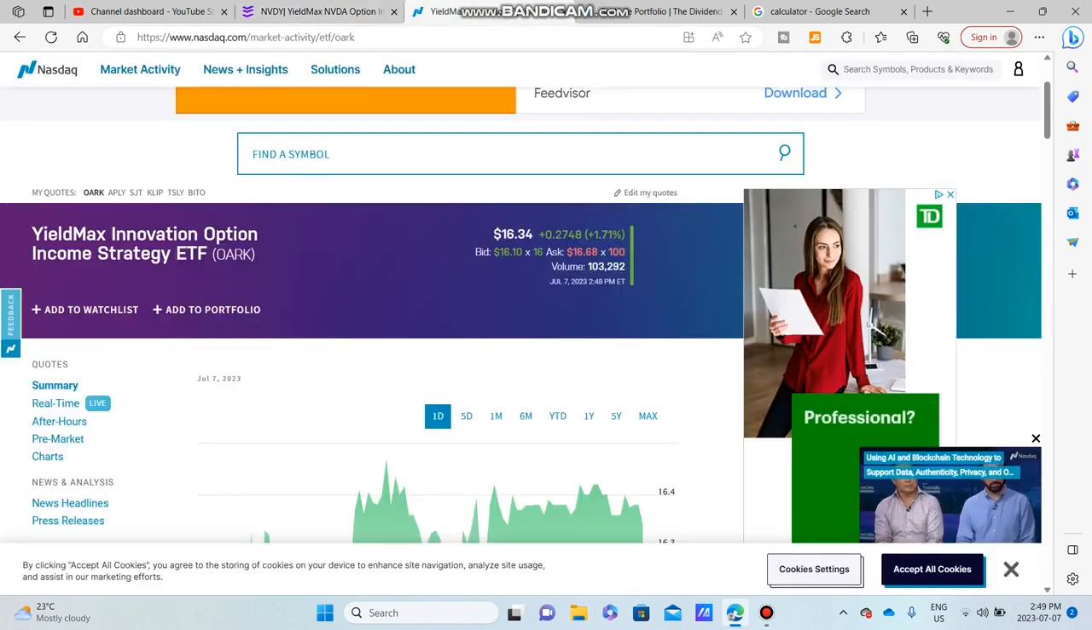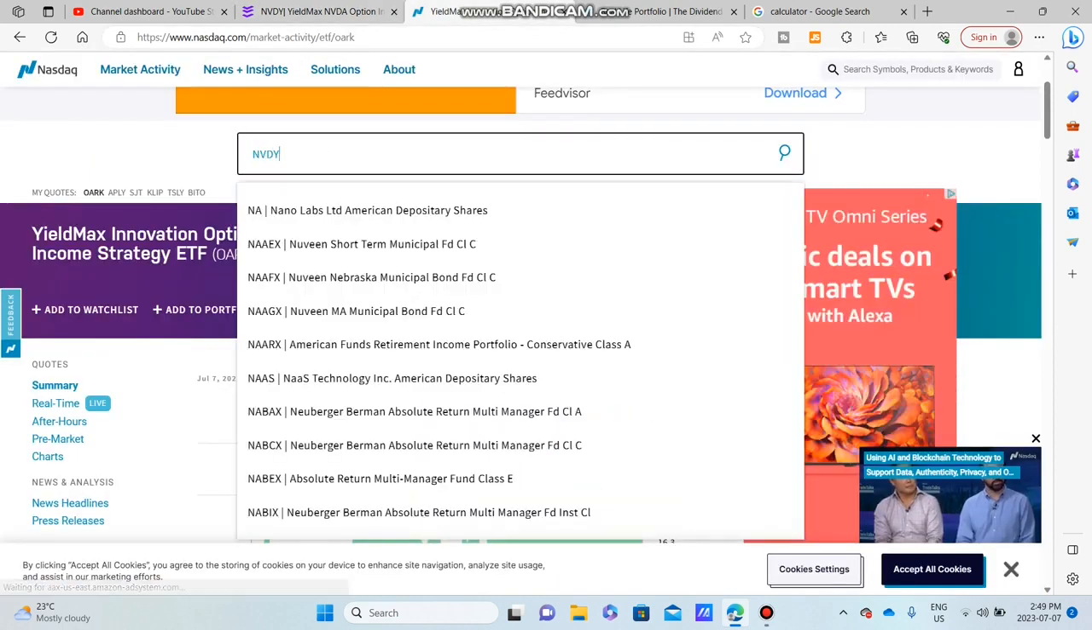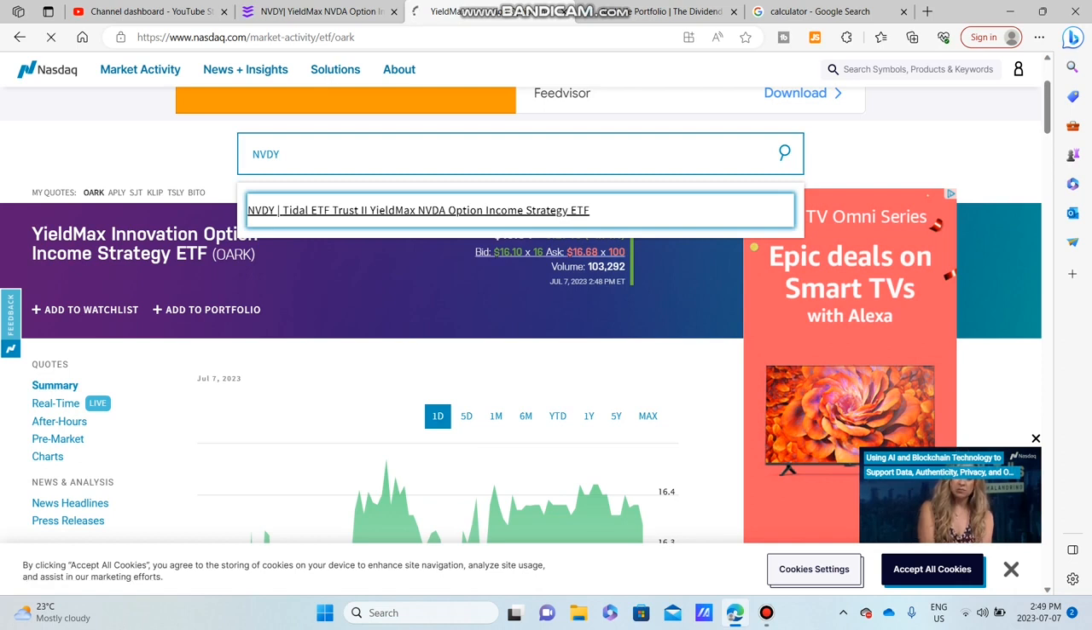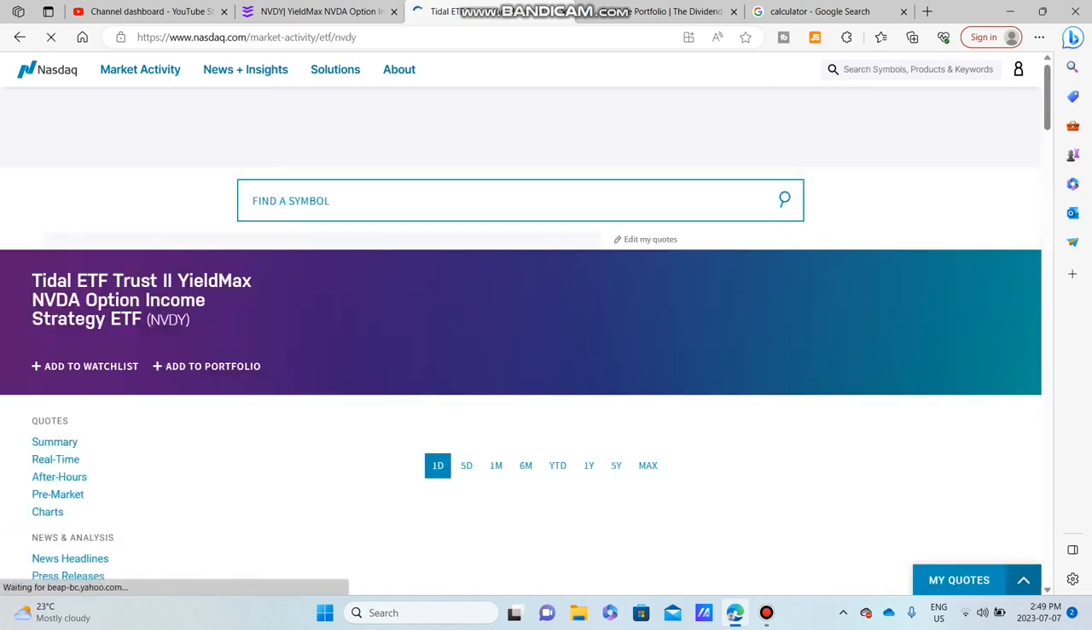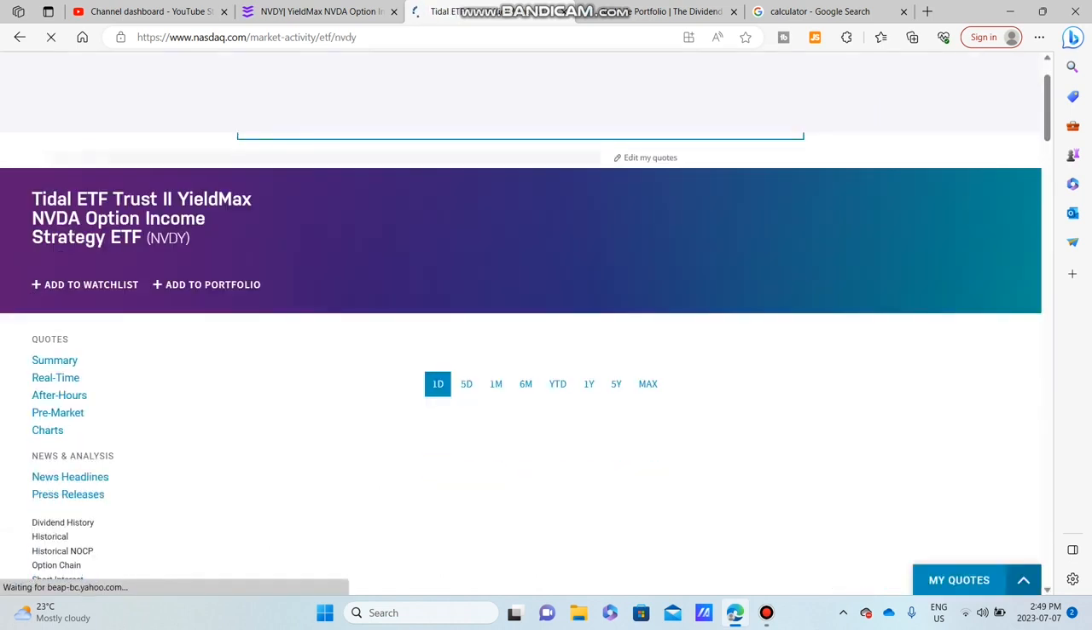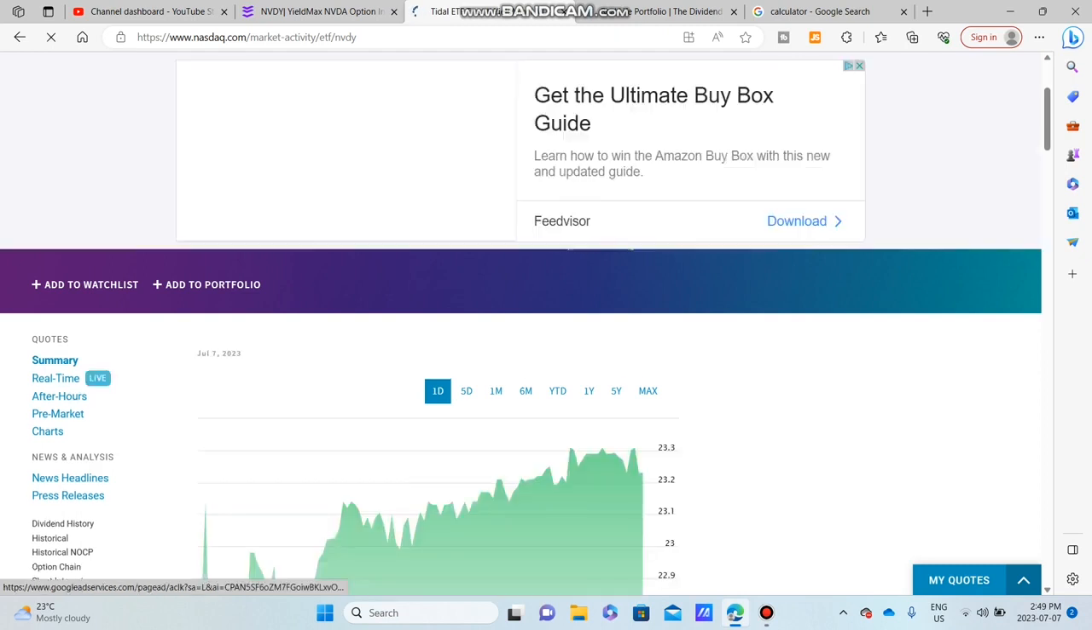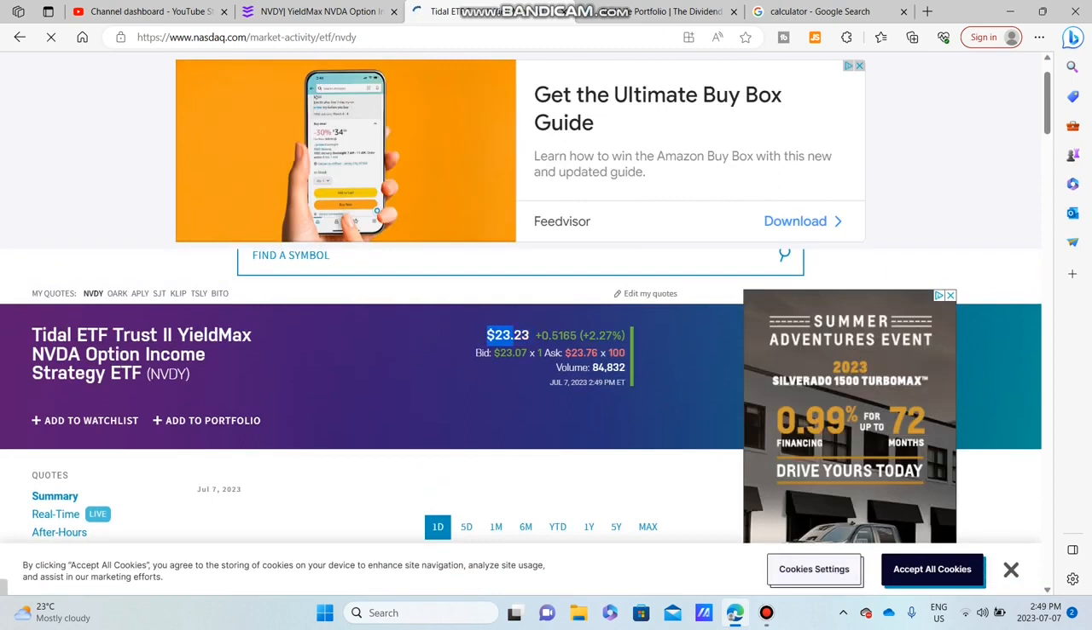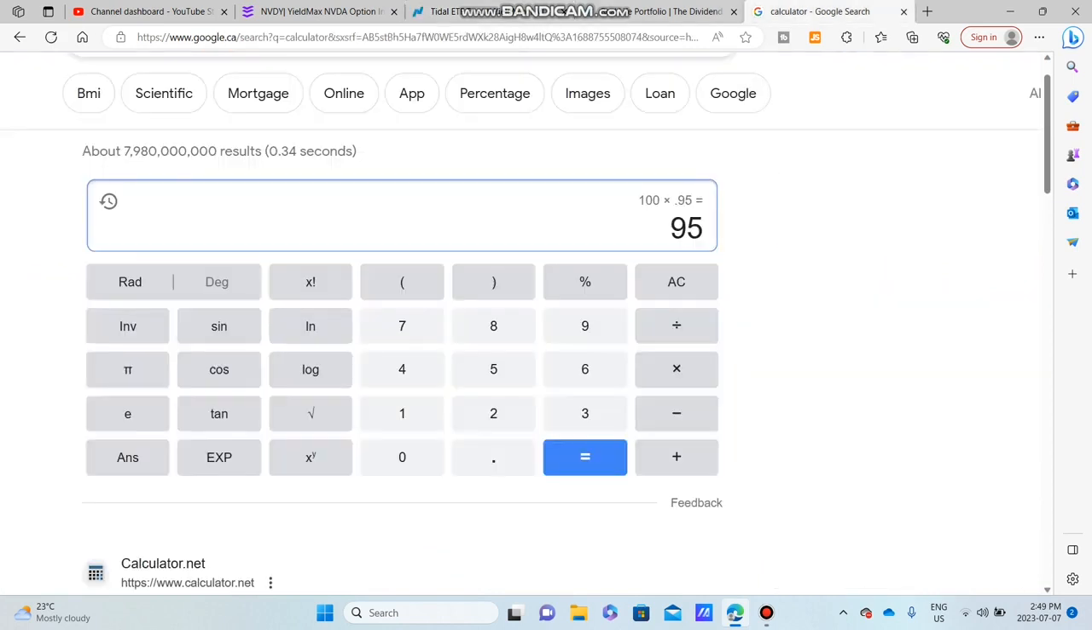But what I want to do is search NVDY up here and see how much they're currently going for. Each time we look at these funds, you can see the dividend yields are growing, going from APLY to OARK and NVDY finally. So we got 23, 23, nice and easy for me, and it all rhymes too. 23, 23 times 100. So for $2,300, you're going to receive about $95 every single month.